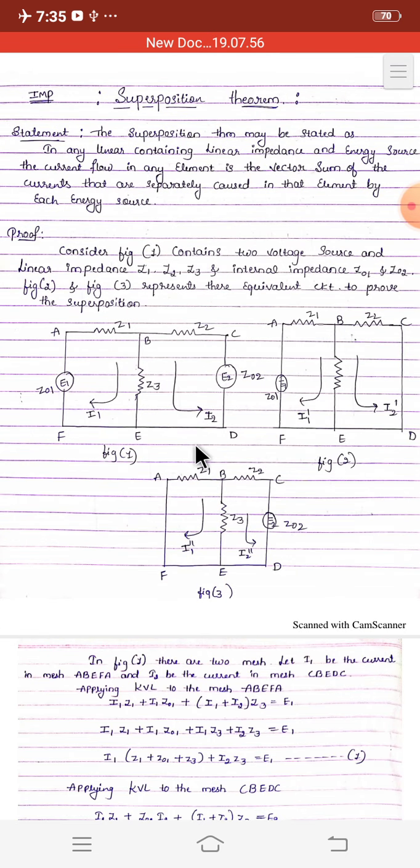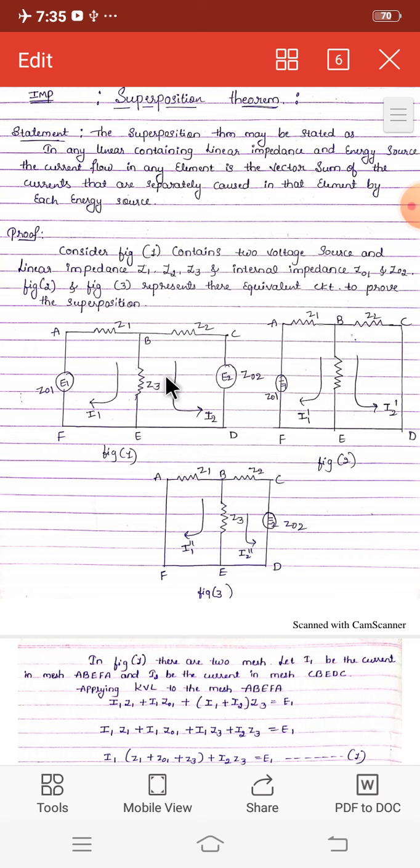See here students, this is a simple theorem. Already we know this circuit. Using this circuit only we have to draw two equivalent circuits. Two equivalent circuits means what? In figure 2 only, remove E2, so it becomes 0, only E1 is as it is. In the third circuit diagram, remove E1, E2 as it is, so E1 is 0. So apply Kirchhoff's voltage law in this mesh and the second mesh.